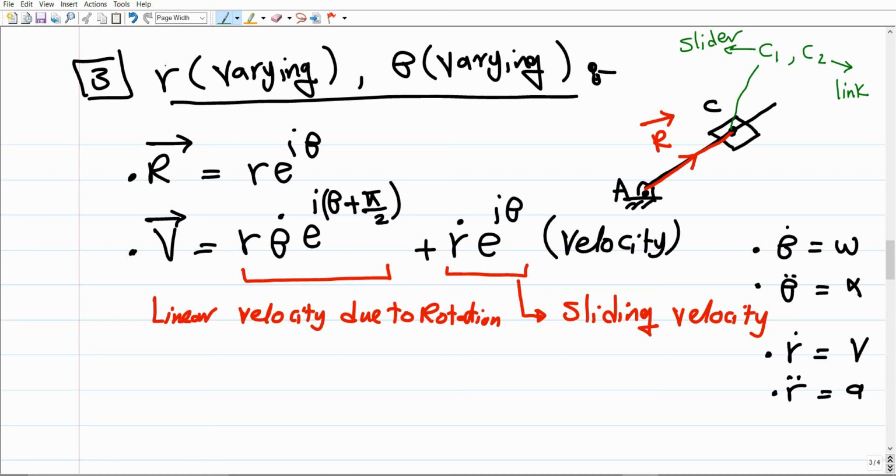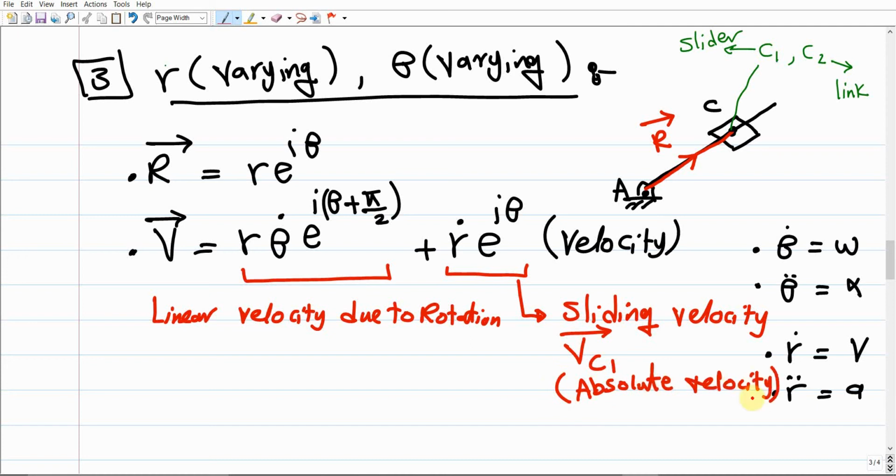So if I ask you, what is the sliding velocity of the slider, or what is the sliding velocity of point C? This sliding velocity will be r dot e^(iθ). Make sense? So this is the sliding velocity here. We're going to give it a name as the absolute velocity, the absolute velocity VC1 as a vector. This is the sliding velocity of the slider, or the sliding velocity of the virtual point C1 that belongs to the slider. And this velocity is an absolute velocity.